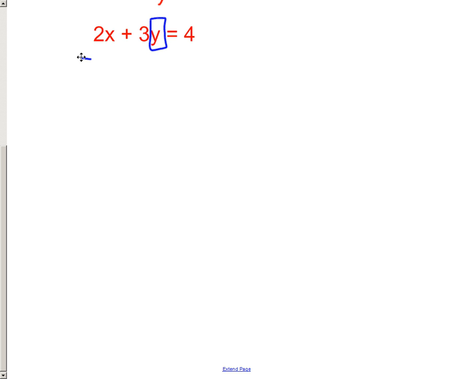2x, how can I move it? Well, we can move the whole thing by subtracting 2x from 2x, and that would equal 0. So I'm left with positive 3y. Now, if I subtract the 2x on the left side of the equation, I need to subtract 2x on the right side of the equation.